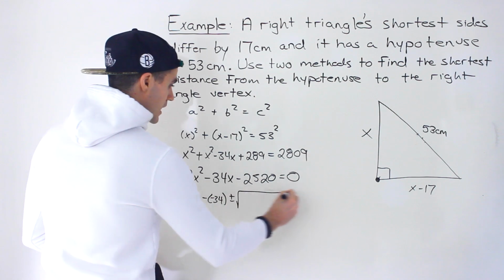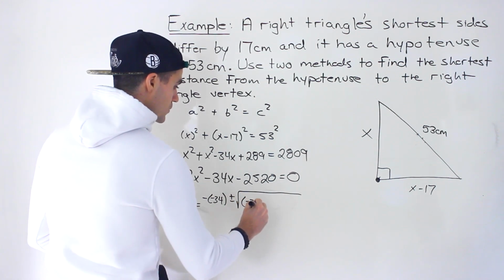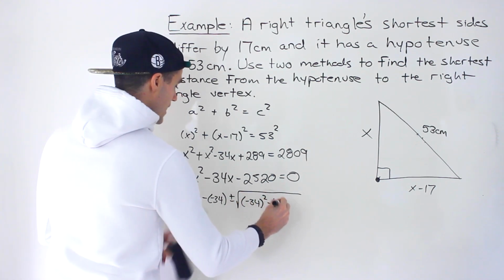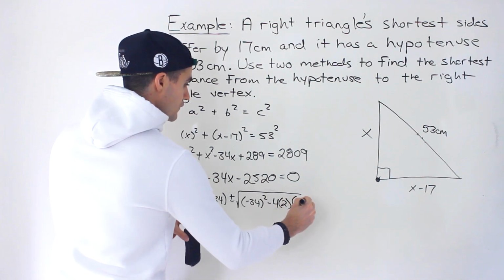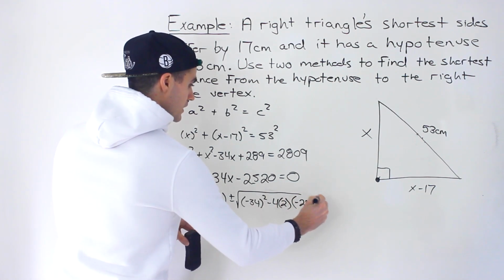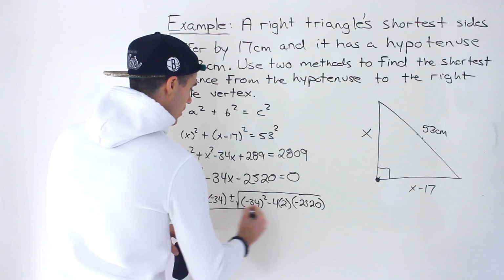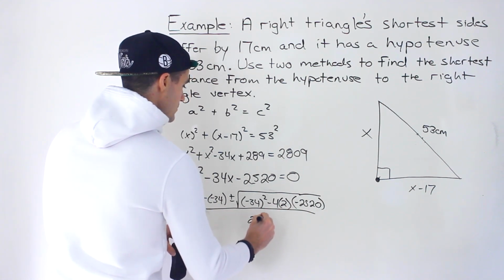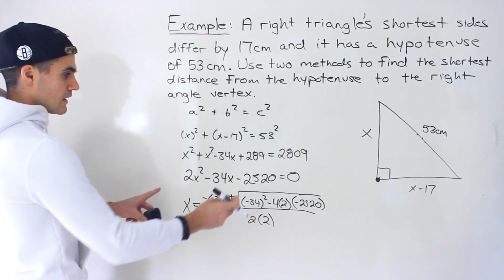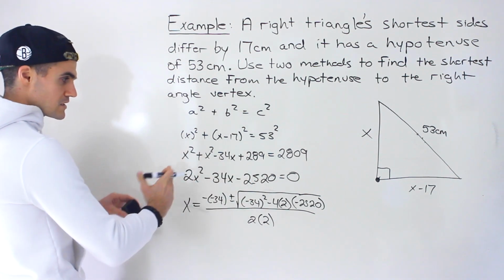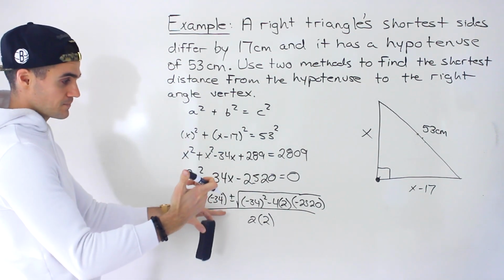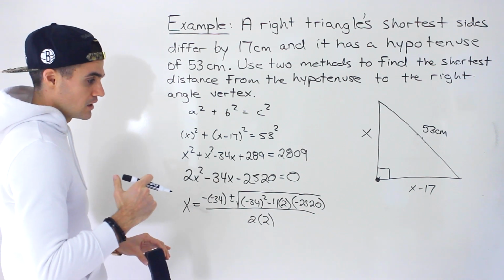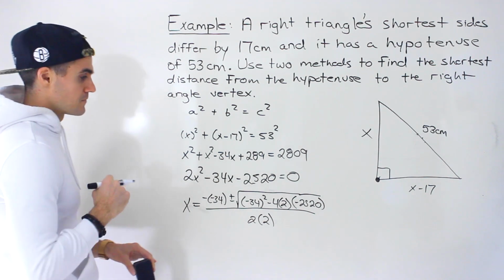From here, I'm just going to put in the quadratic formula, which is negative b, so it's negative 34, plus or minus the square root of b squared, so negative 34 squared, minus 4 times the a value of 2 times the c value of negative 2520, like that. And that's going to be all over 2 times the a value of 2. Now you could also take out a 2 from this and you'd be left with a quadratic, and you could throw the parameters of that quadratic into this formula. You would get the same solution.